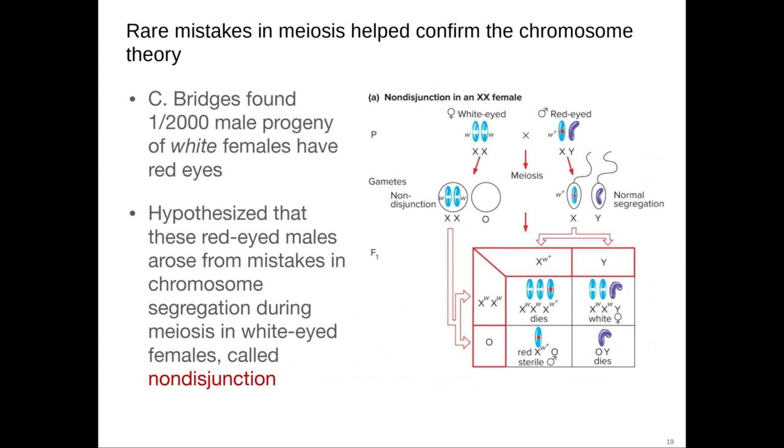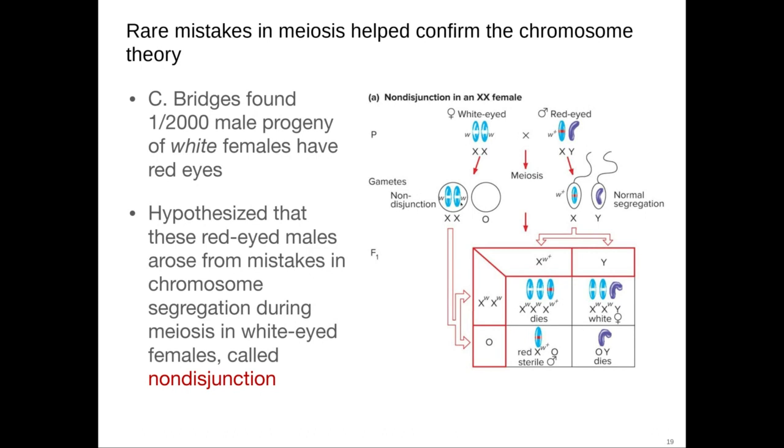Now, we can actually use what we call rare mistakes in meiosis to help confirm what we see from Morgan. Charles Bridges found that about 1 in every 2,000 male progeny of white females have red eyes. And so what does that look like? Well, we have white eye females crossed with red eye males. Now, normally speaking, we have meiosis occur where we produce the red X here and the absent Y chromosome here for the sperm.